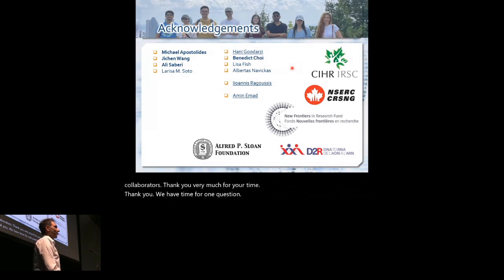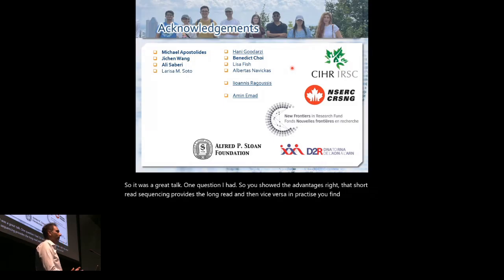Yeah, so it was a great talk. One question I had, so you showed the advantages that short read sequencing provides to the long read and then vice versa. In practice, do you find that in order to get that advantage, you need an equal amount of samples from both? Or could you have an overrepresentation of one and a bit less of the other to get to the same outcome?